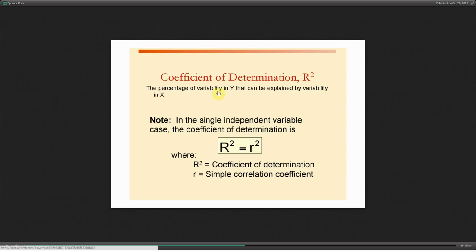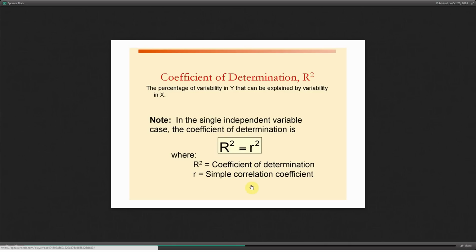Now we're going to talk about the coefficient of determination, or r squared, capital R squared. Literally, this is the percentage of variability in the dependent variable that's explained by variability in the x. It's related to correlation, which you might remember is how x and y vary with each other. It's the square of that.